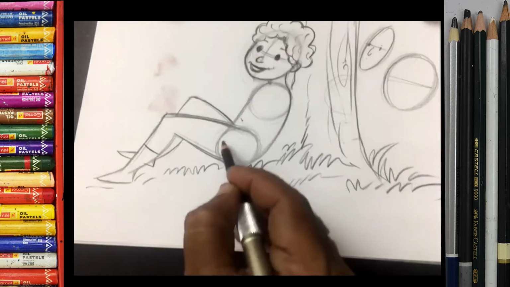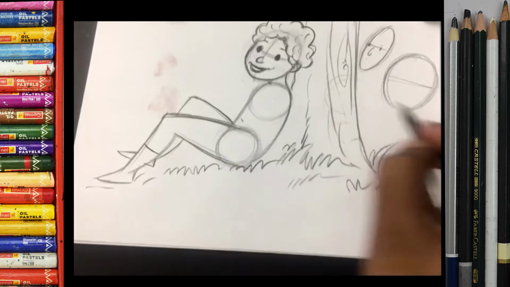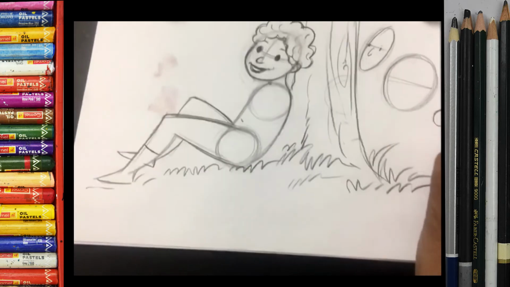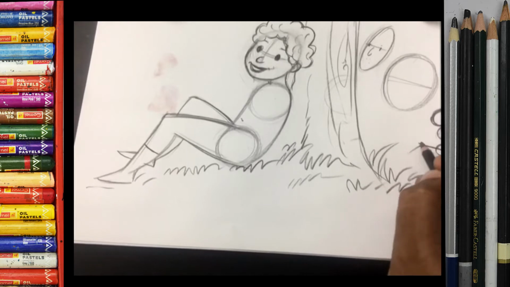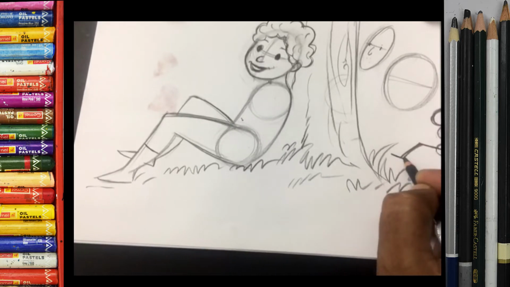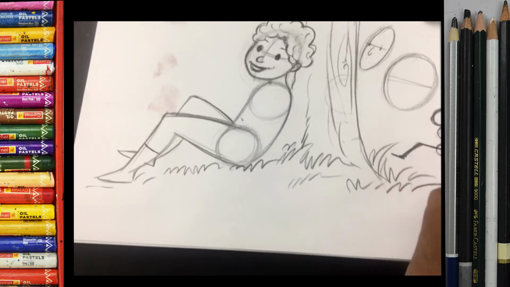One leg coming from the torso. So if I draw a very small thing like this, this is the head, this is the torso, this is the pelvis, the leg coming from this one, leg coming from this, and hand coming from this. Understood this one?